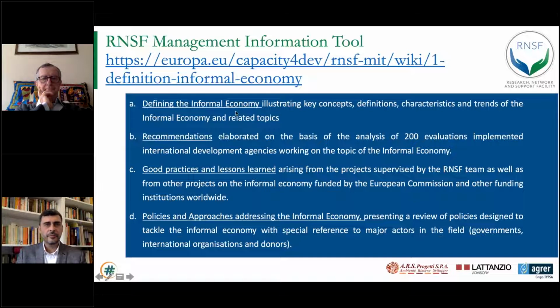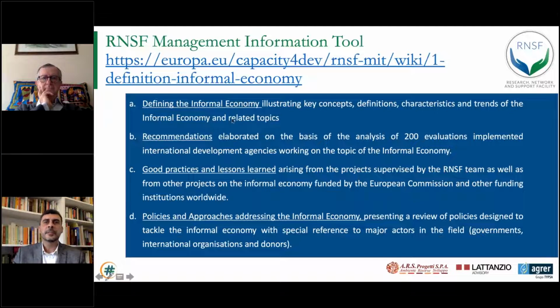So you have defining the informal economy, you have the recommendation, you have good practices and lessons learned, and you have the policies and approaches addressing the informal economy. So we thought that that was a way to make it easier to access specific information without maybe having to read a whole volume of 150 or 200 pages.